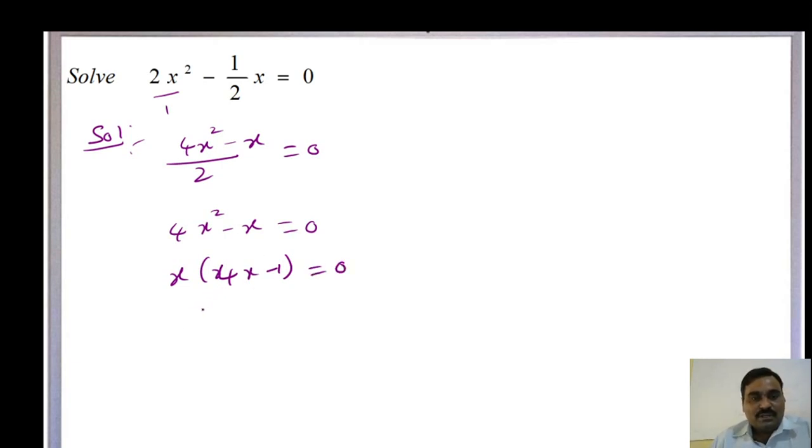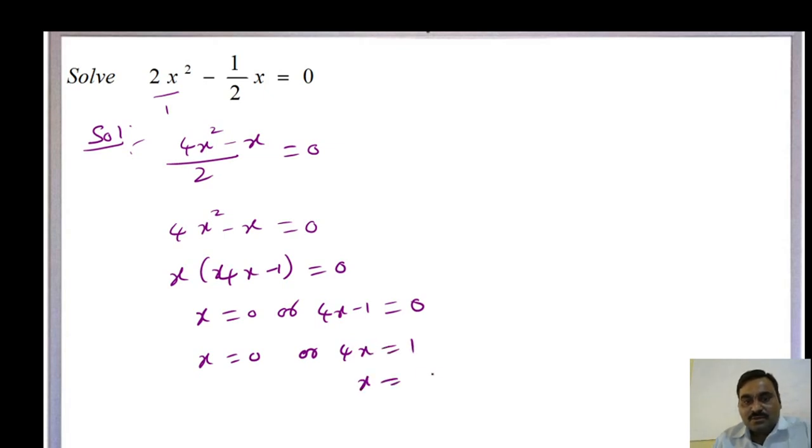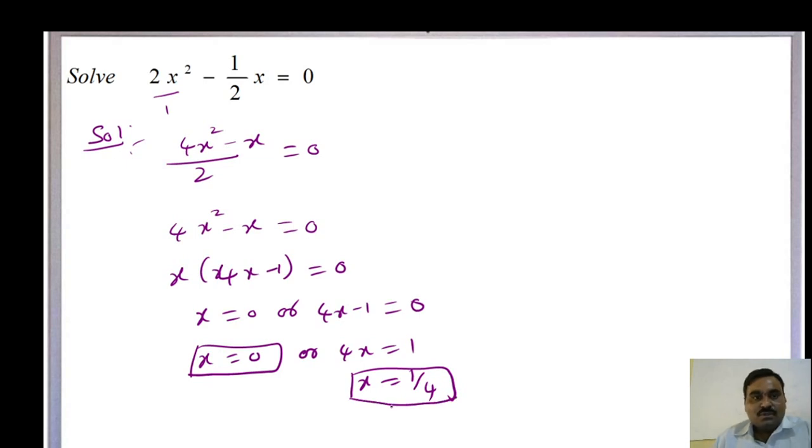So here the two factors are x and 4x minus 1. So x is equal to 0 or 4x minus 1 is equal to 0. So x is equal to 0, or 4x is equal to 1 and x is equal to 1 upon 4. So x is equal to 0 is one answer and x is equal to 1 upon 4 is another answer. So for each and every quadratic equation, we will be getting two roots.